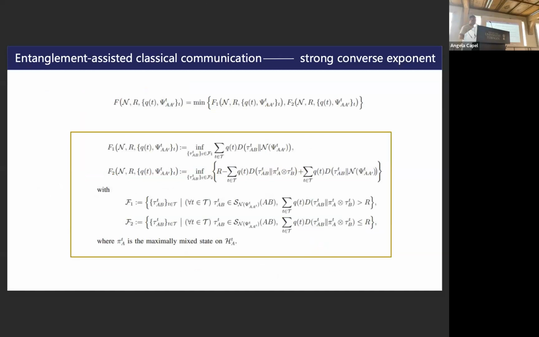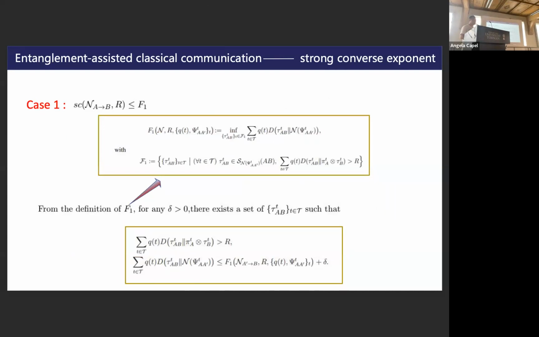Next, we introduce two quantities F1 and F2 according to the range of this probability. From the variational expression of F, it's obvious that F equals the minimum of F1 and F2. Our next step is to prove that the strong converse exponent can be upper bounded by F1 and F2 respectively. Then we will get that F is also an upper bound for the strong converse exponent.